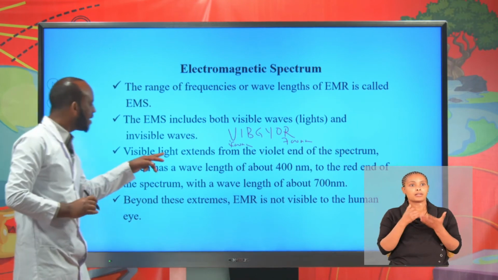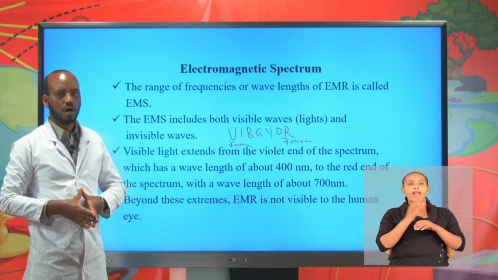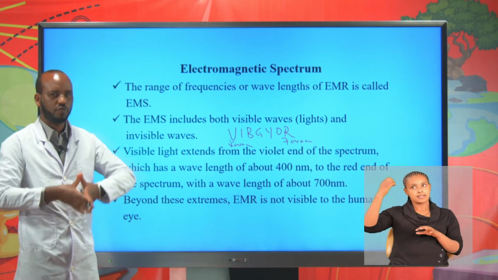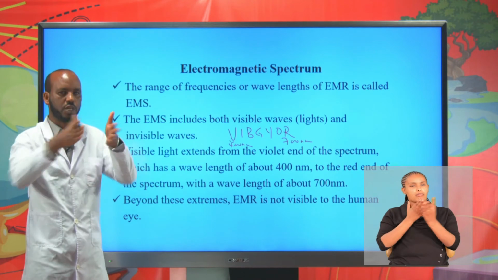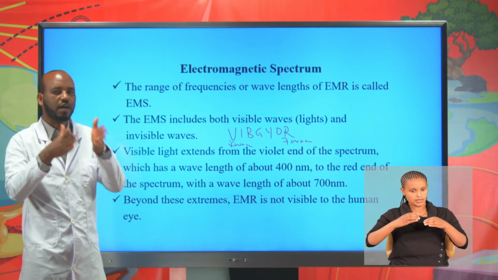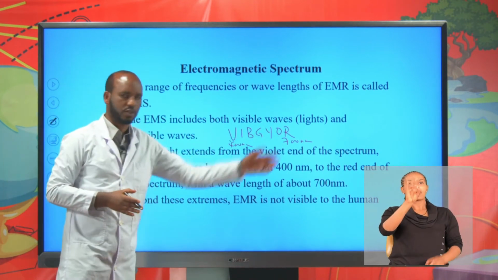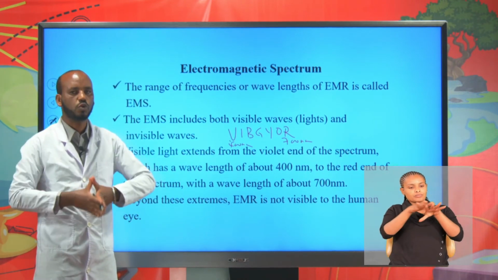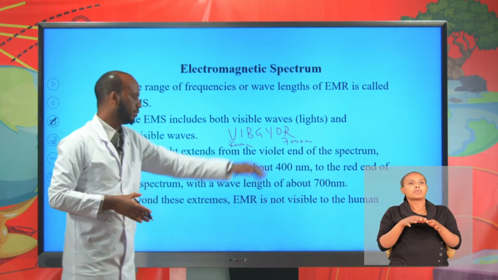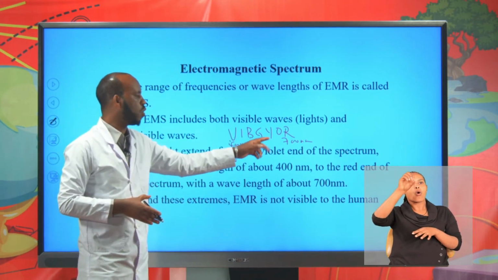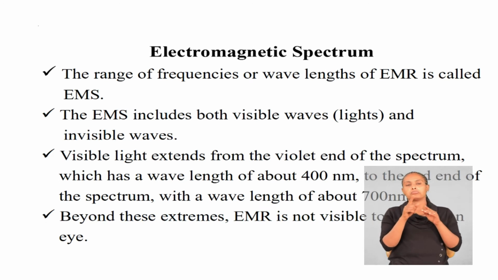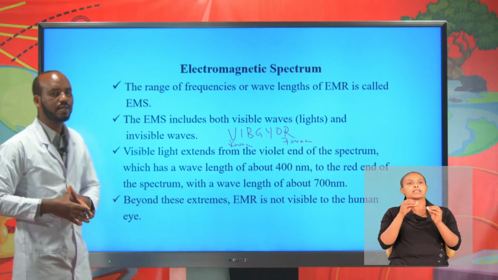Here it says visible light extends. An example of visible light is sunlight. If sunlight is allowed to pass through a prism, then we observe 7 different colors. One color merges into the other without a boundary. Vibgyor: violet, indigo, blue, green, yellow, orange, red. Beyond these extremes, electromagnetic radiation is not visible to the human eye.